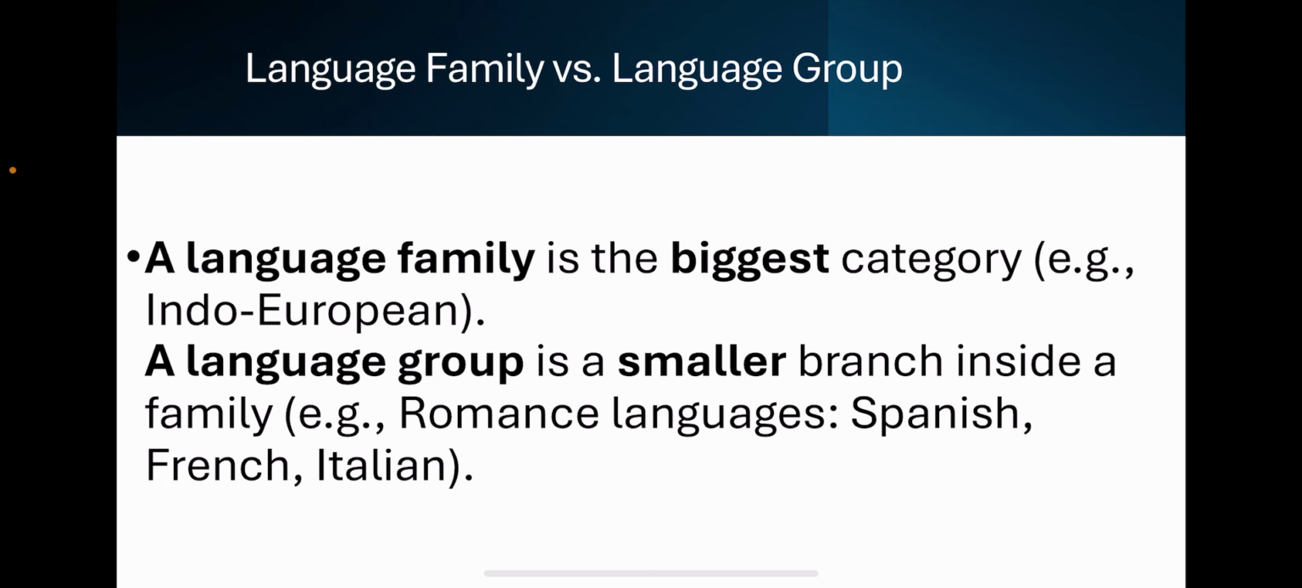We also need to understand the difference between a language group and a language family. A language family is a broad term. Inside a language family, we have different language groups, right? The groups I just mentioned, like the English language, Spanish language, Russian language, these are groups inside the Proto-Indo-European family. So, a language family is the biggest category. For example, we have Indo-European. That is the biggest one. And a language group is a smaller branch inside a family, like we have Romance languages: Spanish, French, Italian. These are the groups inside a language family. So a language family is a broad or umbrella term. A language group is a smaller one.